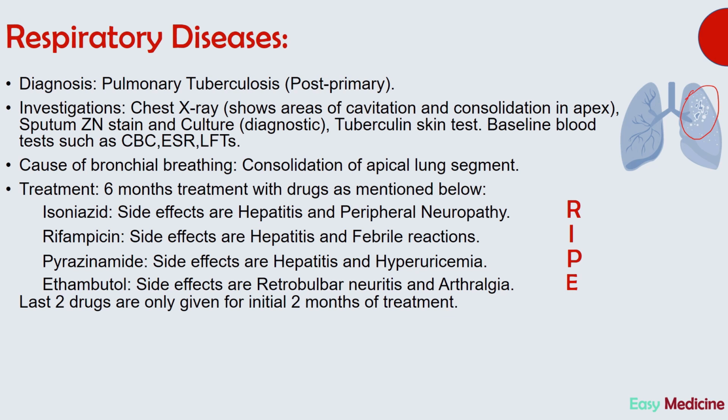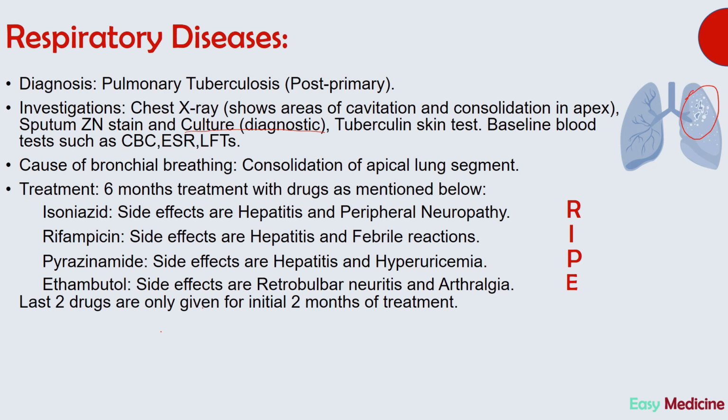The next question was about investigation. So investigations done in the case of pulmonary tuberculosis are chest x-ray, sputum ZN staining, sputum culture, tuberculin skin test, and baseline blood tests such as complete blood count, ESR, and liver function tests. One important point here is that diagnosis of pulmonary tuberculosis is made by sputum culture, and this point is very important for your MCQs.